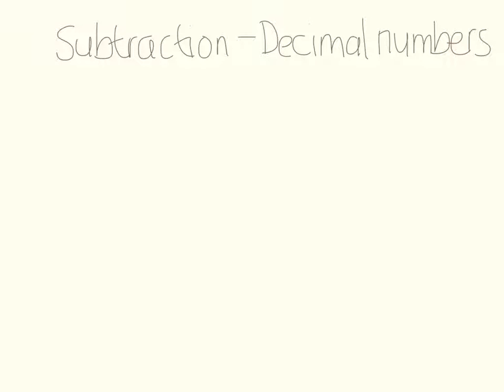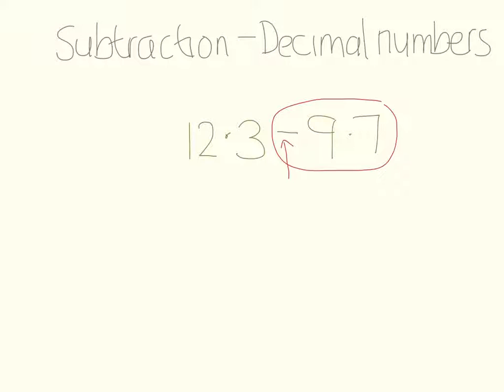If we look at the first one, we're going to do the sum 12.3 take away 9.7. Now, first of all, we need to realise that the number we are taking away is 9.7. The number you're taking away always comes after this subtraction sign here. So when you transfer it into the column, that is the number that is always going to go on the bottom row, because that is the number that is being taken away.